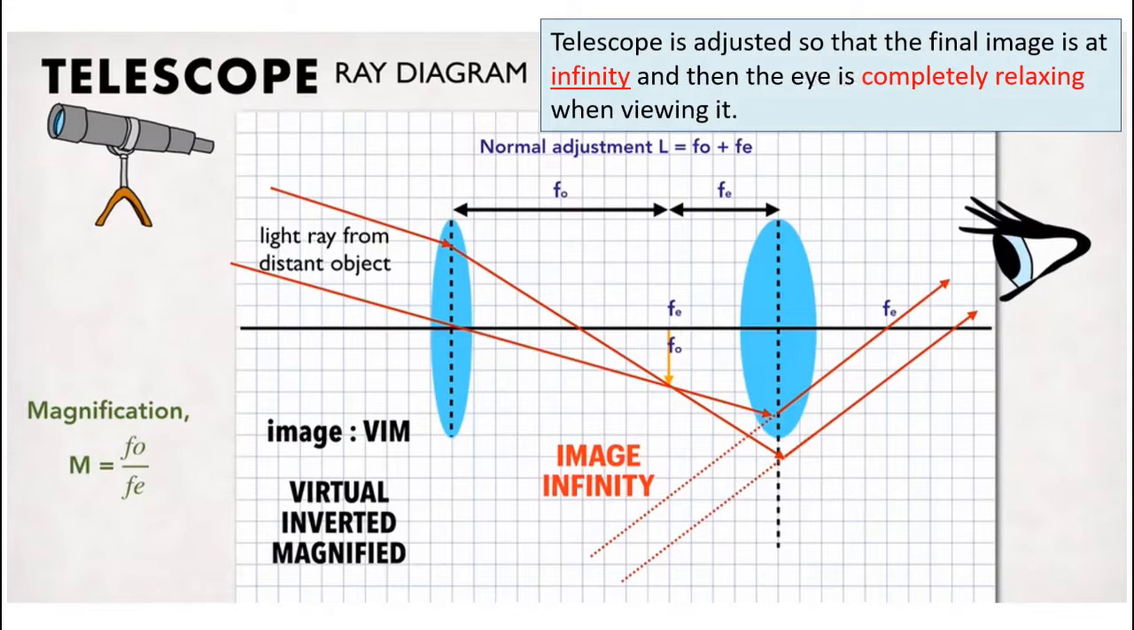Telescope is always adjusted so that the final image is at infinity, and then the eyes are completely relaxed when viewing it. So, this adjustment is known as normal adjustment. When L is equal to FO plus FE, the length will be equal to the focal length of the objective FO plus the focal length of the eyepiece FE.